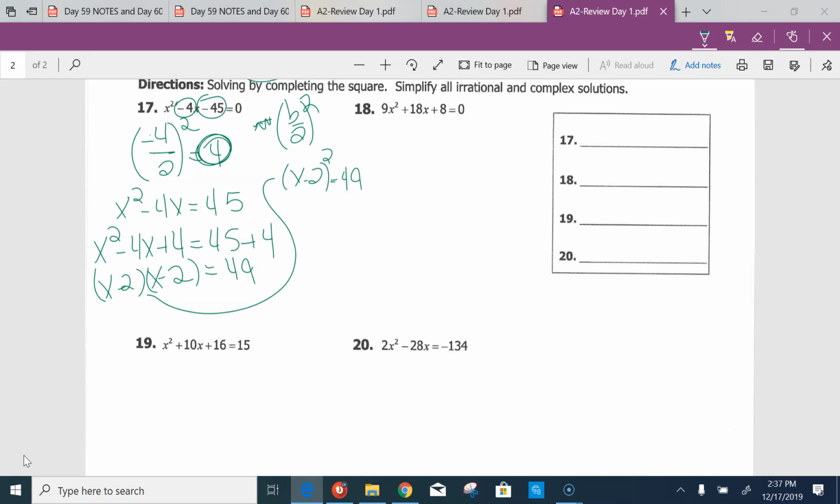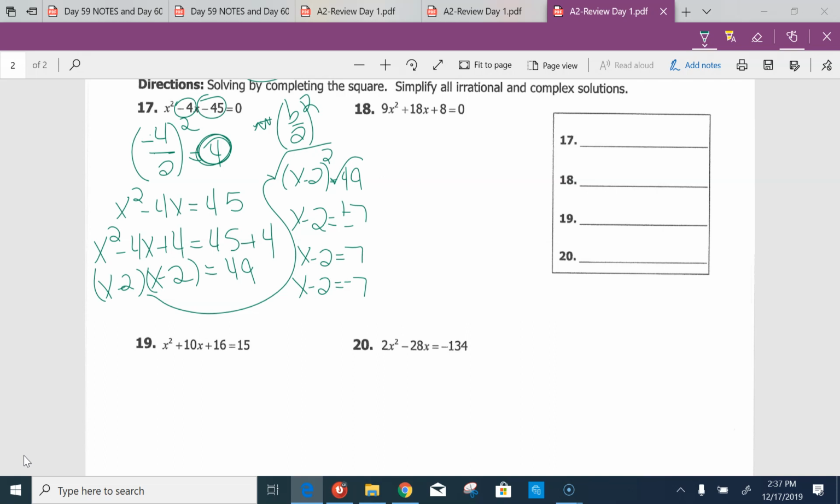And you're going to solve it just like we did above. You're going to square root both sides. Get x minus 2. What are the square roots of 49? Positive and negative 7. So you're going to do one equation where you get x minus 2 equals positive 7, and another equation where you get x minus 2 equals negative 7. For both of them, you have to add 2 to both sides.